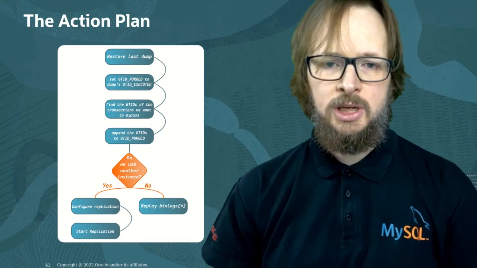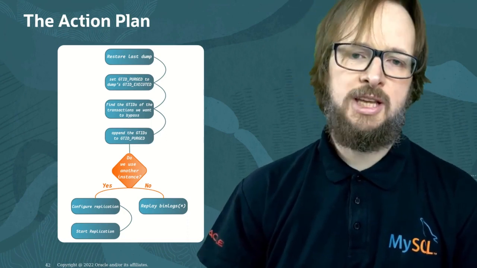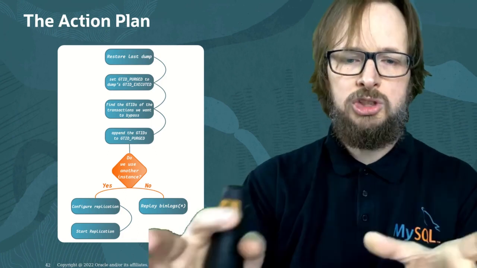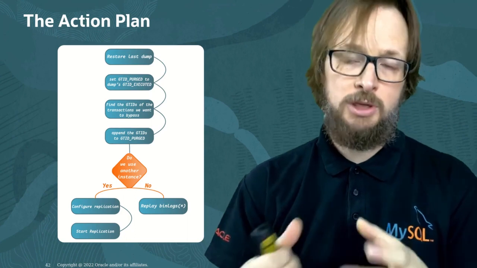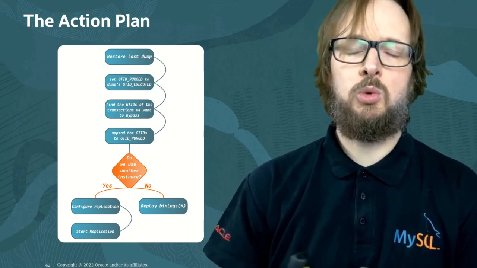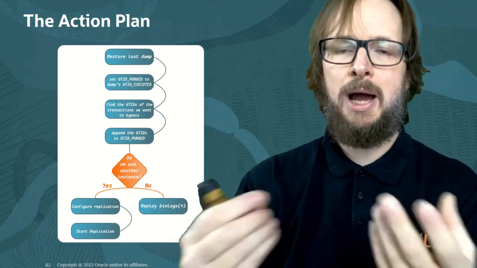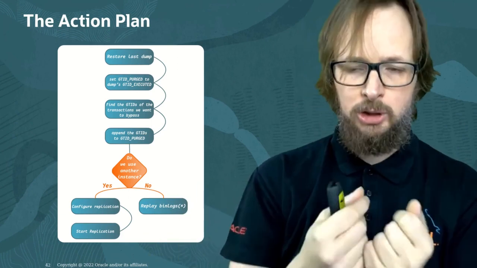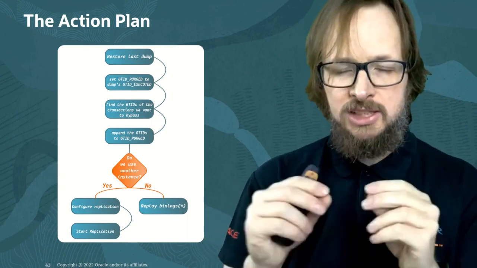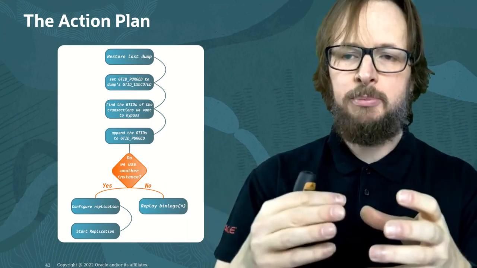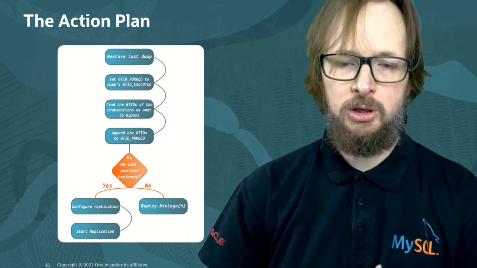So what's the action plan to recover that data? The first thing to do is we need to restore the last dump. Then we need to set the GTID purge to the GTID executed of the dump itself. Then we need to find the GTID of the transaction we want to bypass. So that update without the where clause, we need to find it to bypass it. And finally, append the GTID to the GTID purge, right? So that GTID we will append to the GTID purge, so we will bypass it when we replay the binary logs.